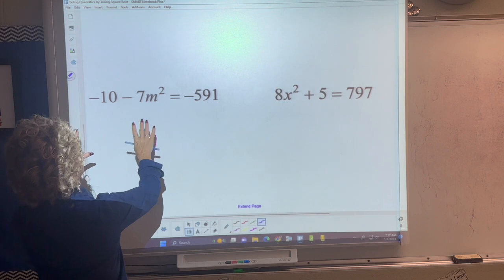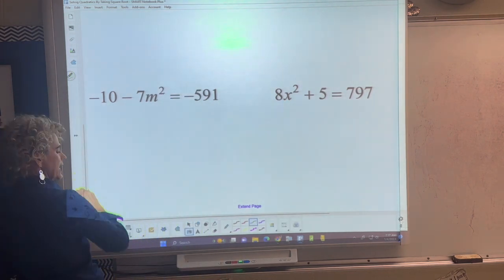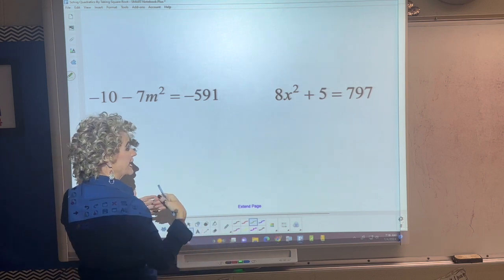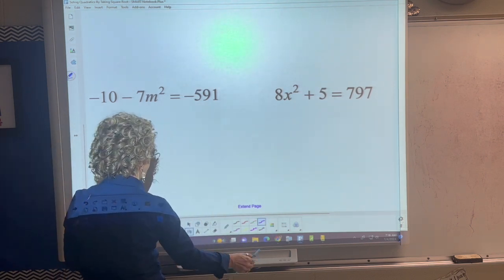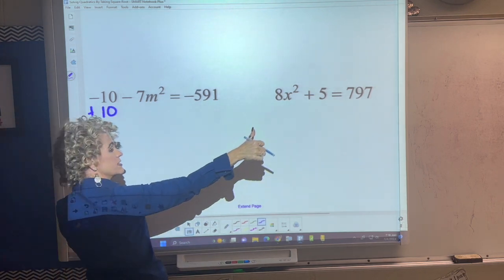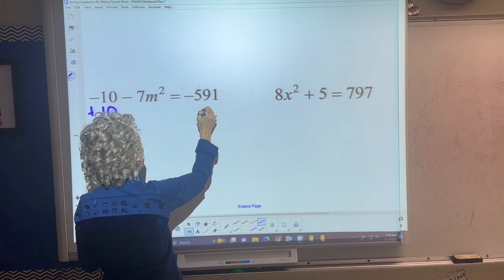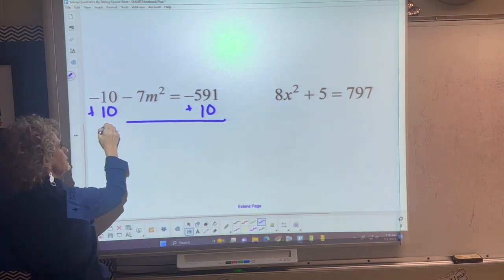So I look up here, is there anything added or subtracted to my variable? Well, there is. That's this -10. So in order to get rid of the -10, I need an additive inverse. The additive inverse of a -10 is a +10. So I add 10. What I do to one side, I do to the other side. So I'm going to add 10 over here. Plus 10 there. Handy dandy line.